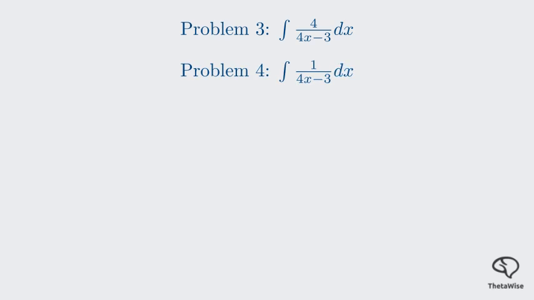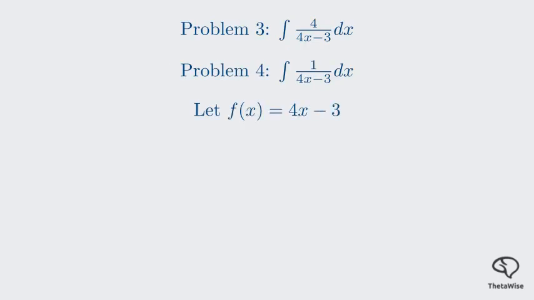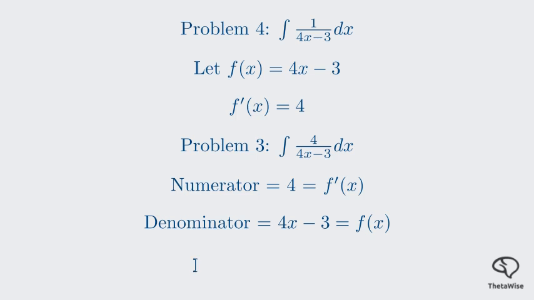Both of these look like our logarithmic form, f prime of x over f of x. Let's analyze the denominator in both cases. Our function f of x is 4x minus 3. Its derivative, f prime of x, is simply 4. Let's look at problem 3 first. The numerator is 4. This is exactly f prime of x. The denominator is 4x minus 3, which is f of x. So we have the perfect setup, f prime of x over f of x.